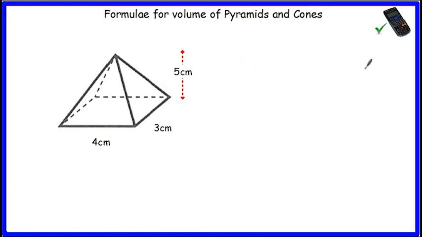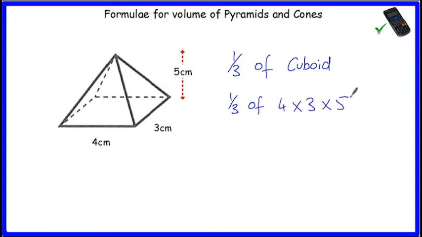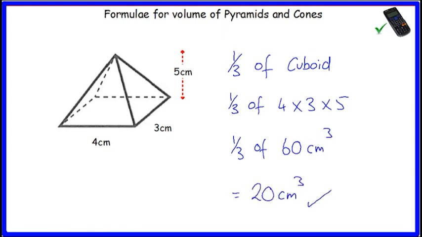So I'm going to start off by writing down that it is 1/3 of the cuboid. So that's 1/3 of 4 times 3 times 5. So 1/3 of 60 centimeters cubed, and I can do that in my head, is 20 centimeters cubed.